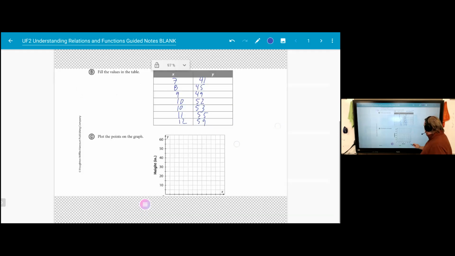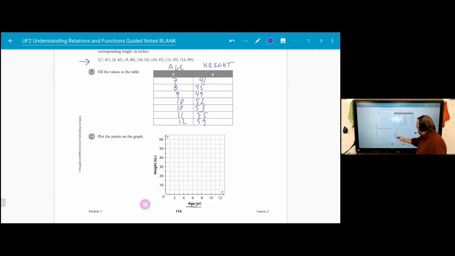So once again, we have X, age in years, and Y, height in inches. 7 gives me 41. 8, I got a 45. 9 is a 49. 10, I have 52 and 53. Well, that's closer to 54, but let's just go with 52 and 53. Just pretend it's not that far up. 11 is 55 and 12 is 59.